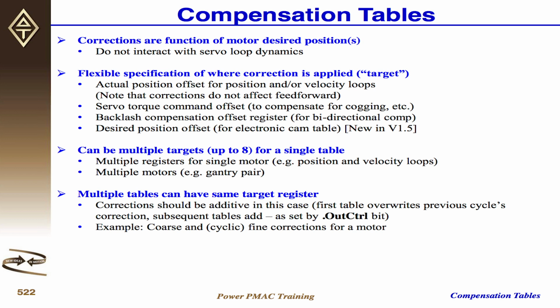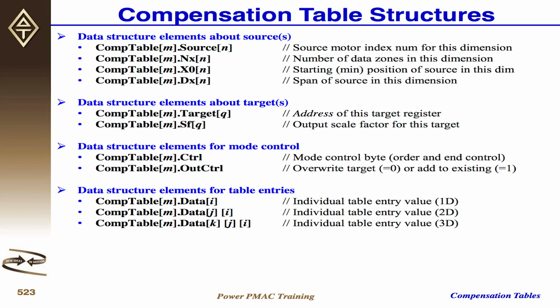Correction should be additive. The first table overwrites the previous cycle's correction. Subsequent tables will add. And there's an out control bit in the setup that lets us tell it which ones do that. An example of this: you have coarse and fine corrections for a motor. One table will be a coarse correction, the other subsequent ones would be a fine correction. So the structures that we have for compensation table, we have the source motor index number for the particular dimension.